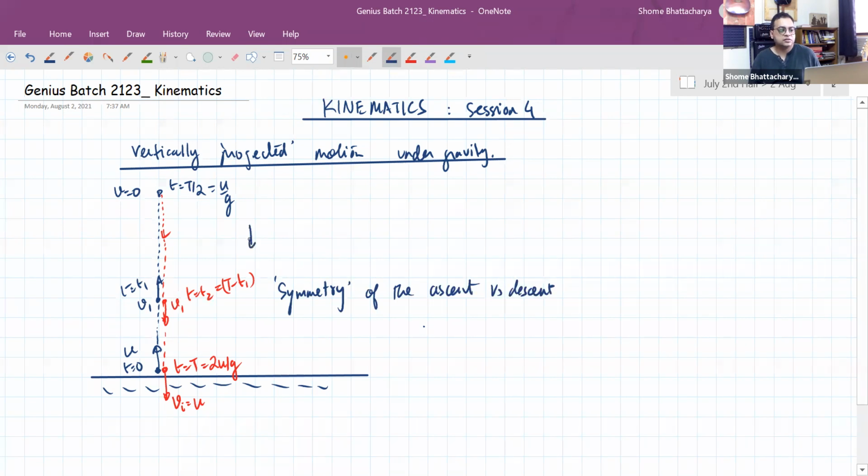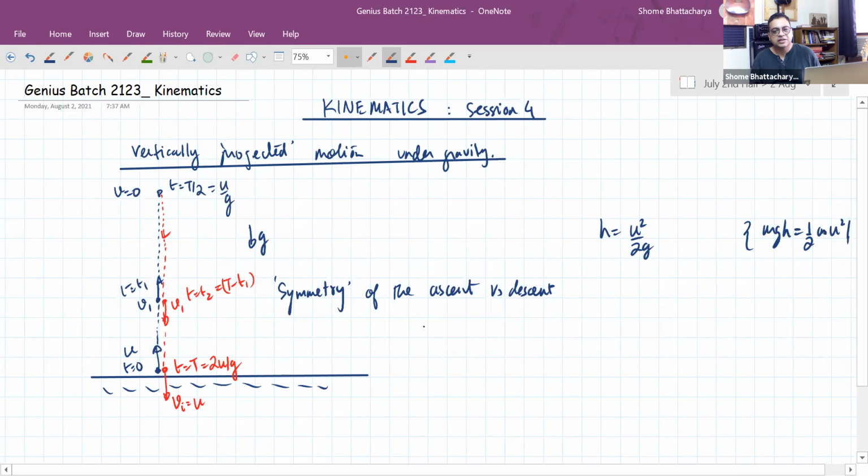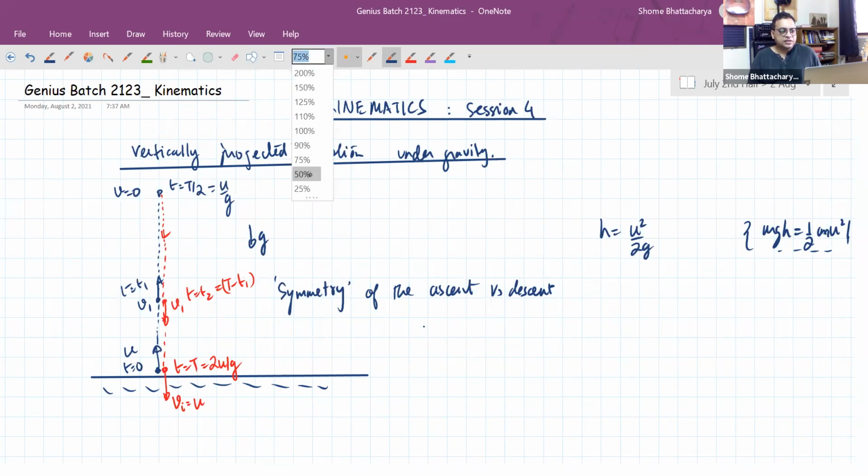Ascent versus descent. And then of course we saw that maximum height is given by u square by 2g. The easy way to remember this is that potential energy comes from the initial kinetic energy. Even though we are studying kinematics here and not work energy, this is a very easy way of remembering this formula. Anyhow, so now we will look at a slight variation of this.